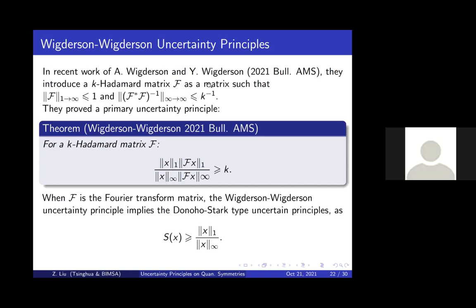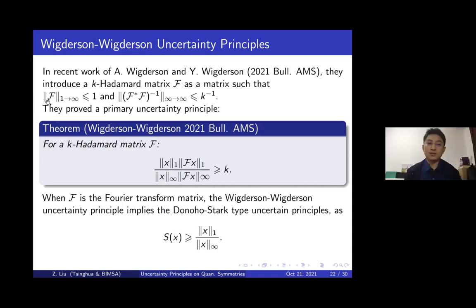So they define the matrix using two conditions. One is looking at the transformation from 1 to infinity norm. So this is a matrix, so it's a transformation from vector space to vector space. And the one condition they want is the bound of the 1 to infinity norm. This is somehow the Hausdorff-Young inequality. And the other one is the bound for F star F, the lower bound of F star F. So this implies that F is invertible.